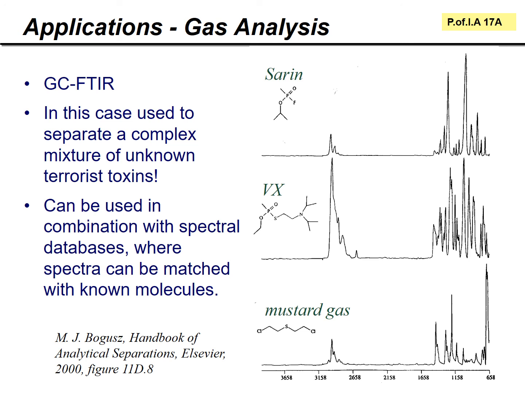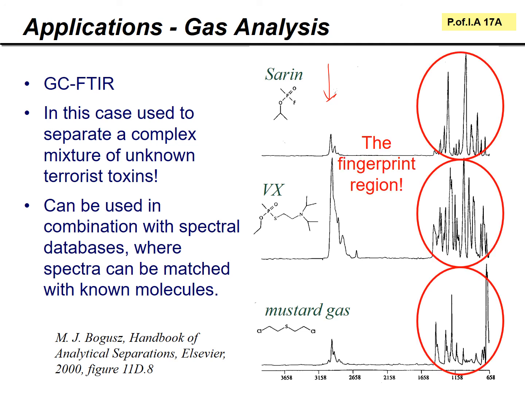Now, they all contain some key functional groups which give signals in the infrared, but down in this region, the so-called fingerprint region, the molecules are sufficiently different and unique that they can be identified. So small amounts can be identified using infrared.